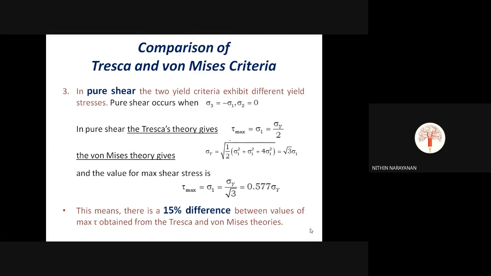So the first comparison is uniaxial loading, where both theories achieve the same result. In biaxial condition also both theories achieve the same result. In the case of pure shear, there is a difference in result. Von Mises theory gives a higher value for the maximum shear stress, and there is a 15% difference between the values from these two criteria. That is one point to be noted.